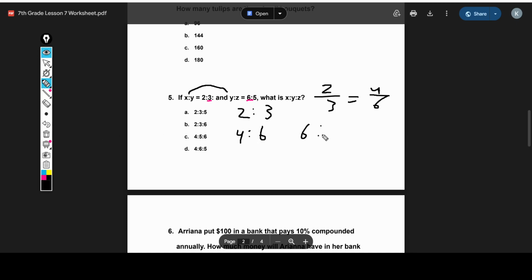And now it pairs nicely with our 6 to 5 relationship. So x to y is 4 to 6, and y to z is 6 to 5. So we can combine them to get x to y to z is 4 to 6 to 5. So we get our answer of D.